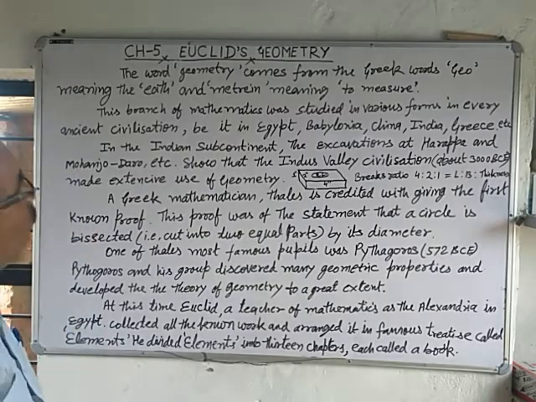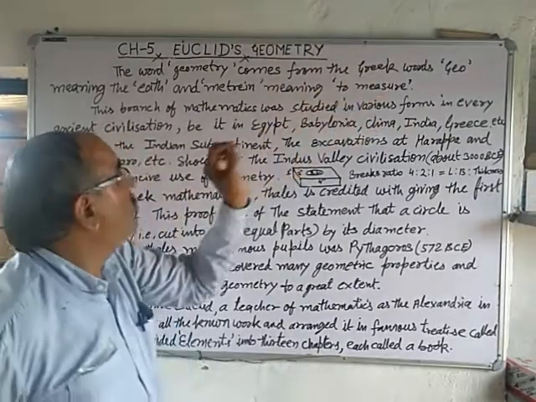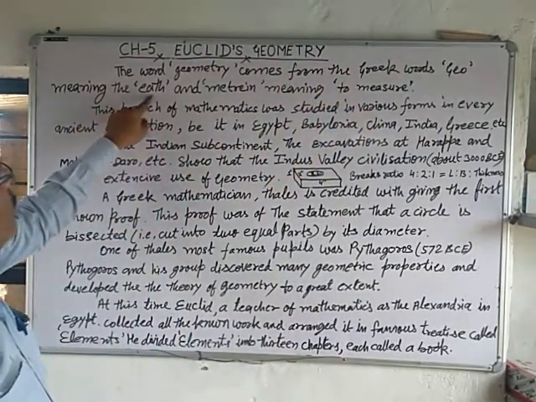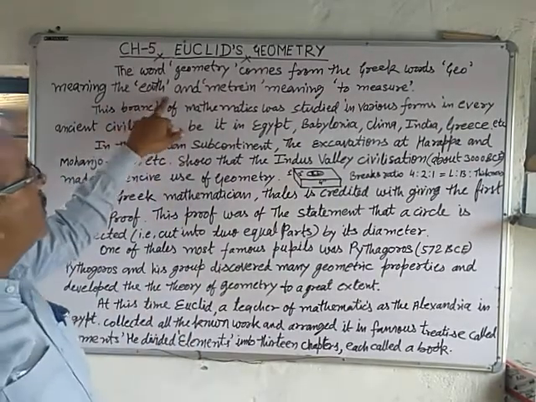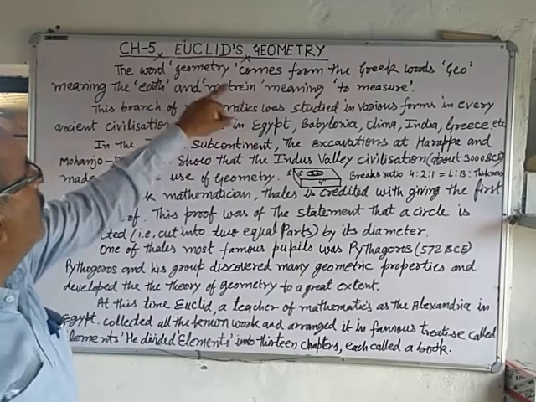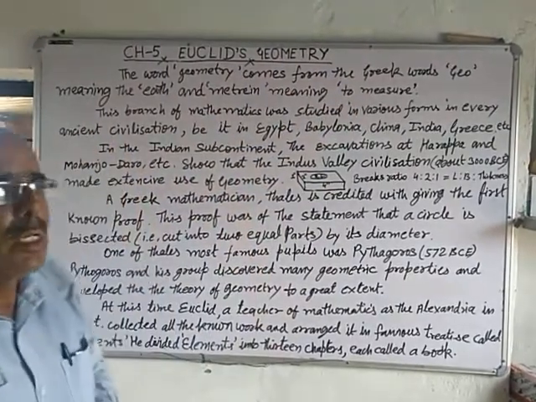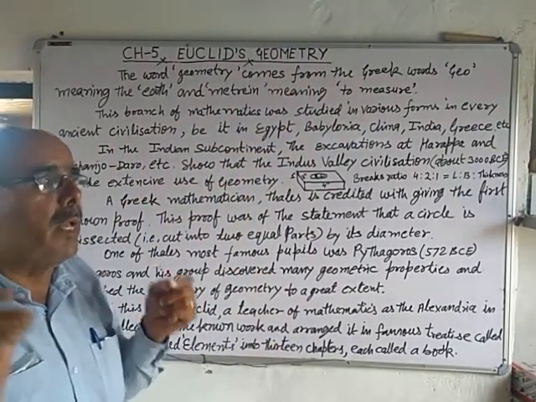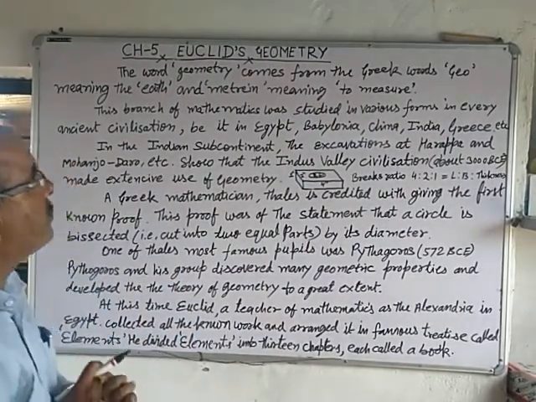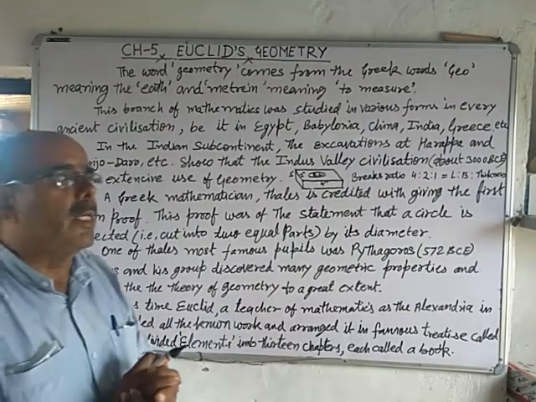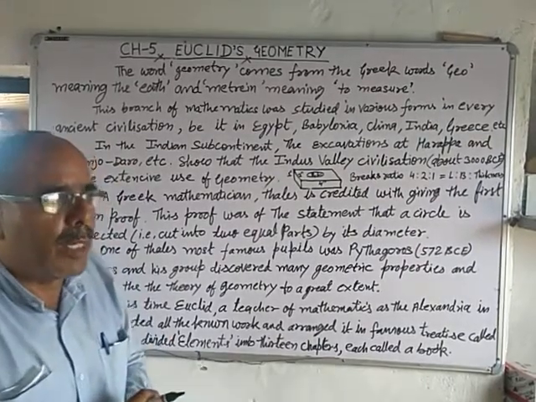The word geometry comes from the Greek word geo, meaning the earth, and metrin, meaning to measure. It means we measure many things on the earth. This is called geometry. For example, the triangle has 3 sides, we measure them. The quadrilateral has 4 sides, we measure them.